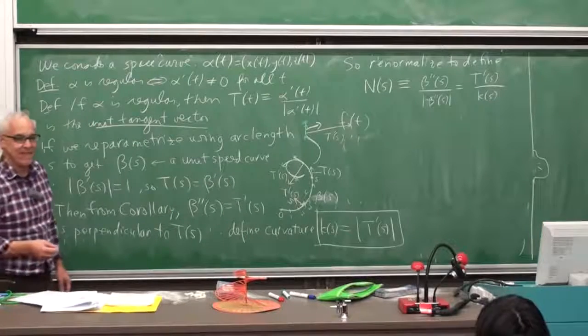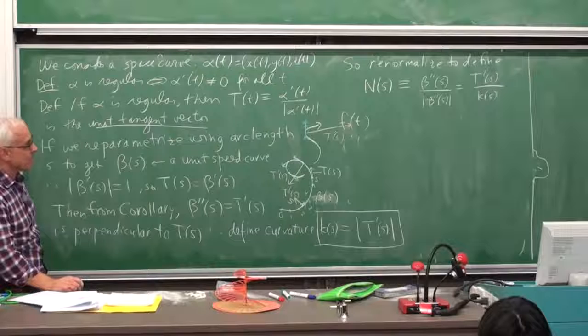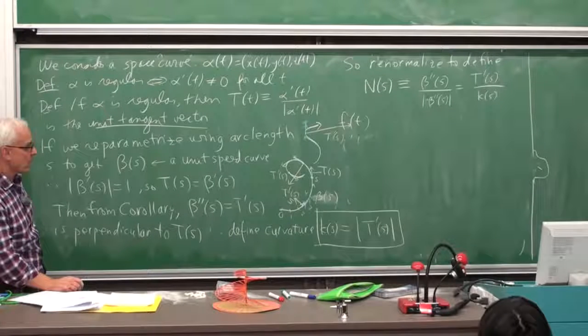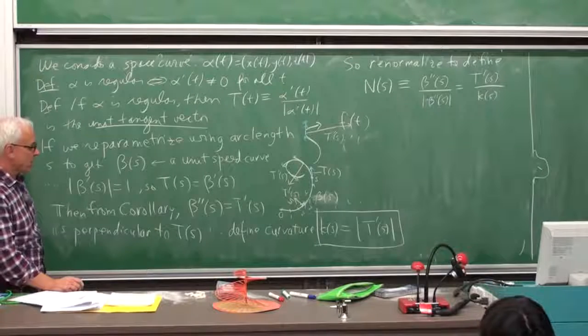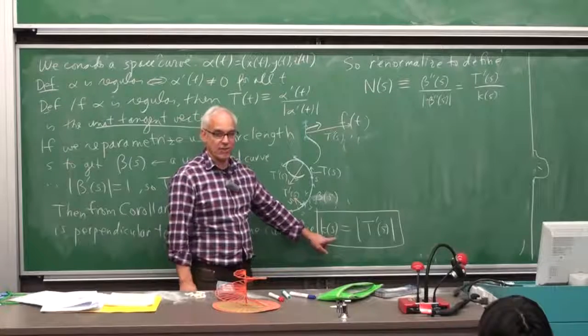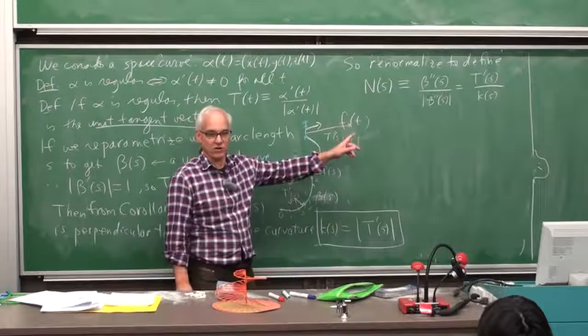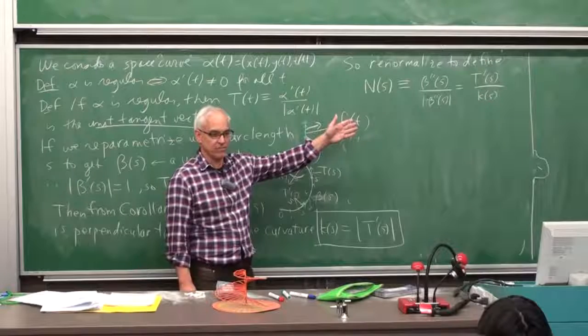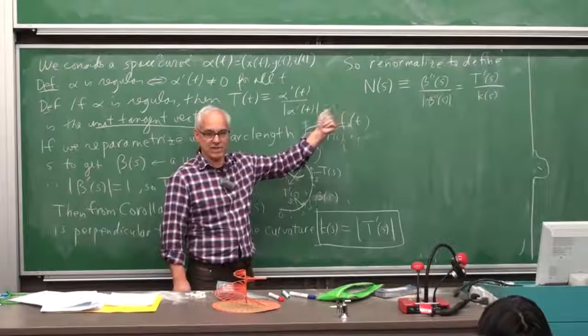Yes? Sorry, Alan. Would we need an extra condition, like that alpha prime has to be regular as well, for us to be ensured that that unit normal can exist? Yes, so we require that this curvature be non-zero, because we're dividing by this curvature. So if this curvature becomes 0 at some point, well, then it's problematic.